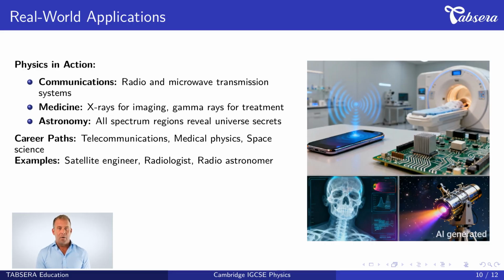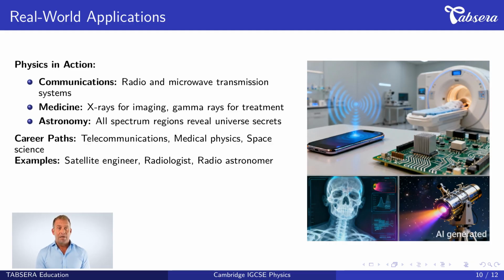Physics principles power our modern world. Let's see how electromagnetic spectrum knowledge applies in practice. In communications, radio waves carry AM and FM broadcasts, while microwaves enable mobile phone networks and satellite communications. The specific frequencies are chosen based on propagation properties and atmospheric absorption. In medicine, X-rays provide internal body imaging because they penetrate soft tissue but are absorbed by bones. Gamma rays treat cancer by targeting tumor cells with precise high-energy radiation.